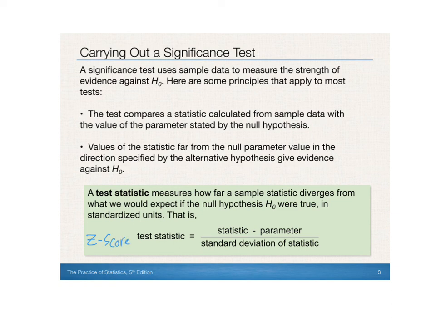So we measure how far the statistic, this is our data, is from the parameter, the assumed value, and we divide it by the standard deviation. This is very similar to the z-score formula, which is x minus mu over sigma, right? We're taking the value that we found, the data from our sample, subtracting the assumed value, which is like our mean, and we're dividing it by the standard deviation.